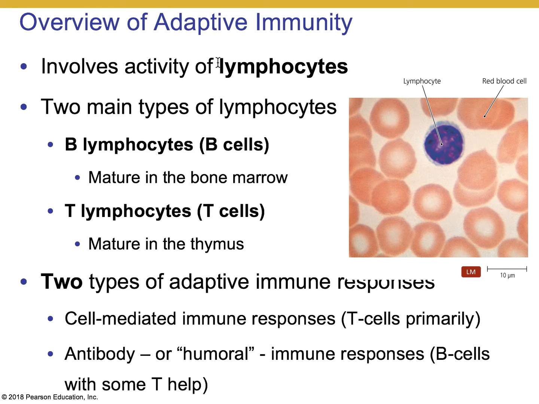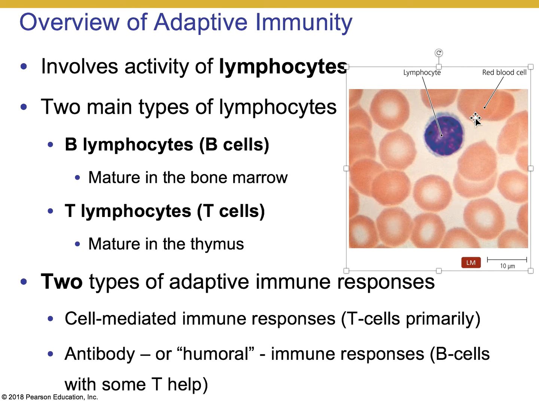So we made the point that we're talking specifically about activity of lymphocytes in adaptive immunity. B lymphocytes, oftentimes we just refer to as B cells, and T lymphocytes as T cells. The B and the T refer to where they mature. They both, as you would know from the previous slide, originate in the bone marrow. The B lymphocytes also mature there, whereas the T lymphocytes travel to and mature in the thymus. And this is just a picture showing the relative size, just about the size of a red blood cell, most of it being nucleus.